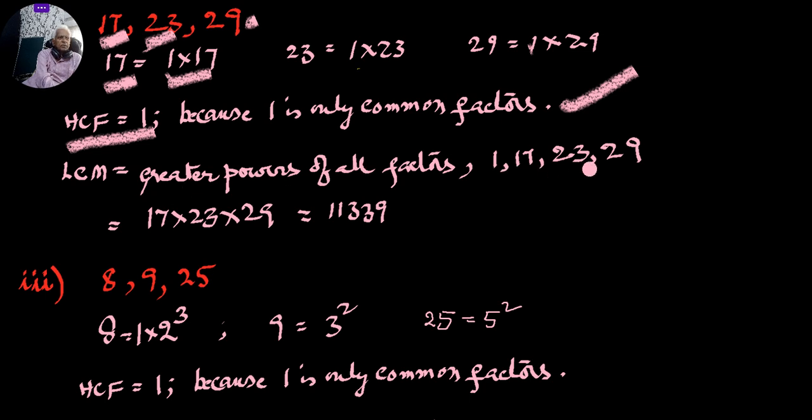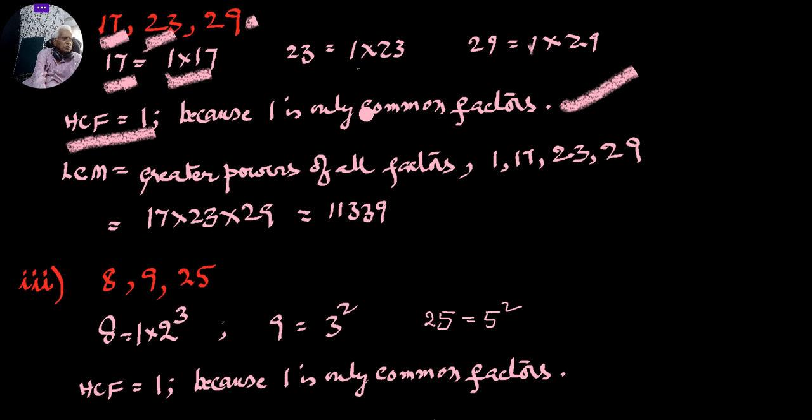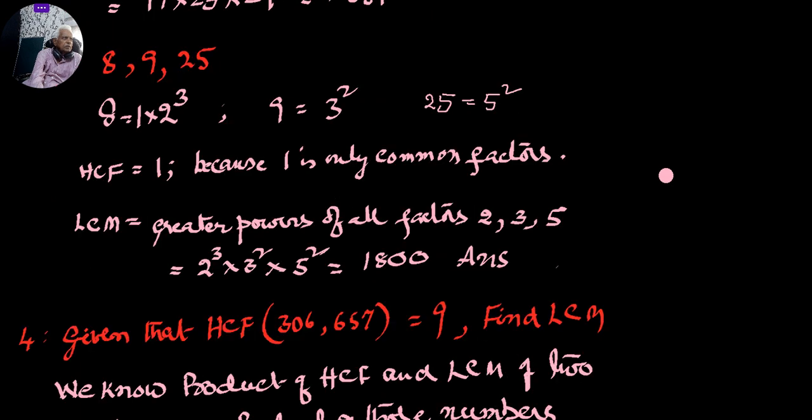LCM, greatest powers of all factors. Even though we say that, here there is no power difference. Everything is 1 only. So you take all those things. 17 times 23 times 29 times 1 is also there, which is negligible. 11,339 is the answer. The next problem gives you 8, 9, 25.